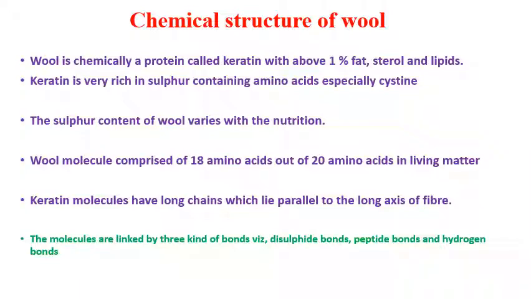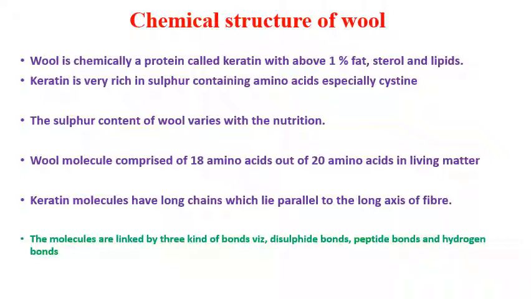Cystine is a conjugation of two sulfur containing amino acids, cysteine. So the sulfur content of wool varies with the nutrition. So this animal needs a special nutrition which will supply a greater amount of sulfur containing amino acids for this purpose. Wool molecule is comprised of 18 amino acids out of 20 amino acids present in living matter.